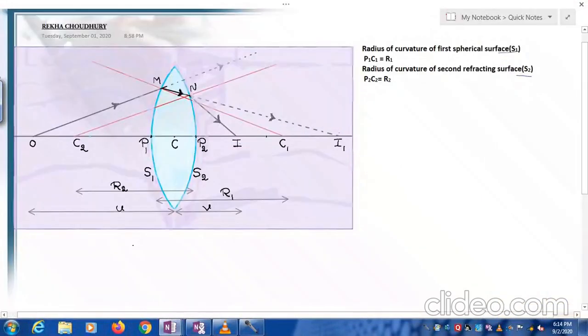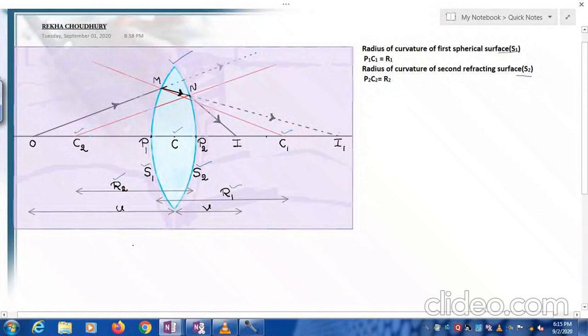So this one is the required ray diagram for the derivation of the lens maker's formula. Here we have taken a convex lens having the spherical surfaces S1 and S2. The spherical surface S1 has the radius of curvature R1 and the spherical surface S2 has the radius of curvature R2. Here C is the optical center of this lens, and C1 and C2 are the centers of curvature of the spherical surfaces S1 and S2 respectively.